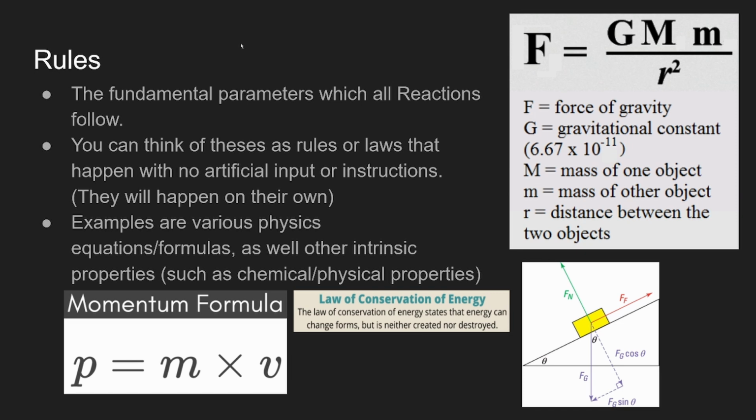So the rules. They are the fundamental parameters which all reactions follow. These are things like the formulas in physics, or the laws as well. They happen with no artificial input or instructions, which means they just happen on their own. They're inherent, they're fundamental. They're going to happen no matter what you do. We have some examples of physics equations up here on the screen, such as the force of gravity, the momentum formula, and even the law of conservation of energy. Again, they're inherent and they're going to happen regardless. All the things that happen in the universe happen because of these. Whenever a reaction happens, it's just because it is following these rules.